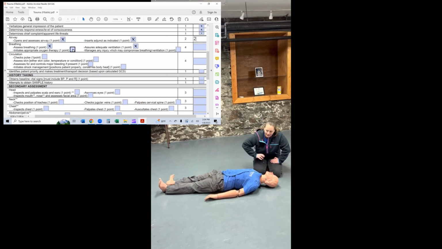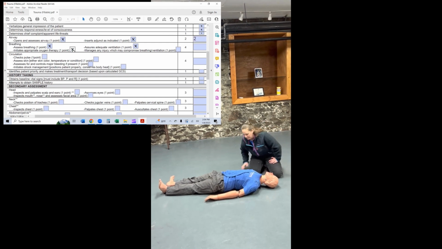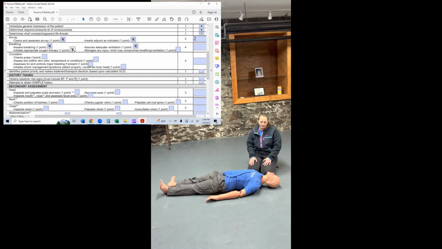So I'm gonna go ahead and apply high flow oxygen. I'm gonna have my partner use a BVM, so we'll do 15 liters per minute with a BVM. And that's my airway and breathing. I'm gonna move to circulation.